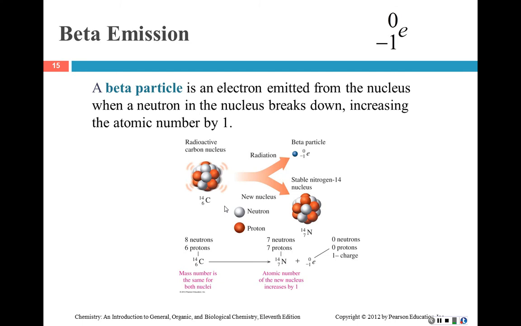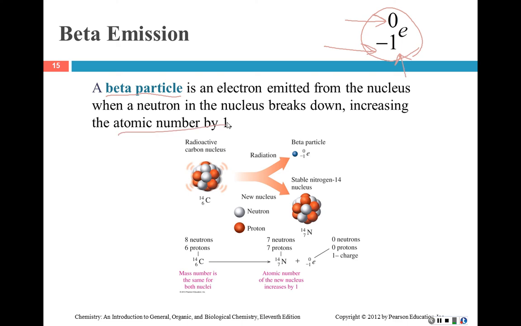In a beta emission, remember a beta is a high energy electron basically, and electrons are very, very light. So an electron doesn't have mass, but it has a negative charge typically. All right, and so this beta particle is going to be emitted from a nucleus when it breaks down, and it's going to increase the atomic number by 1.